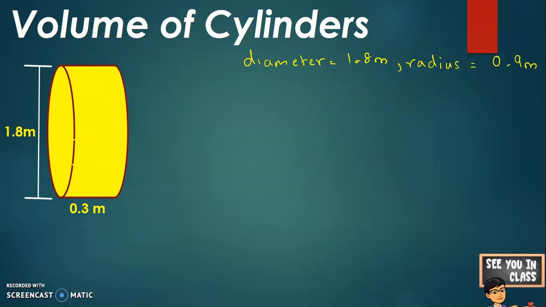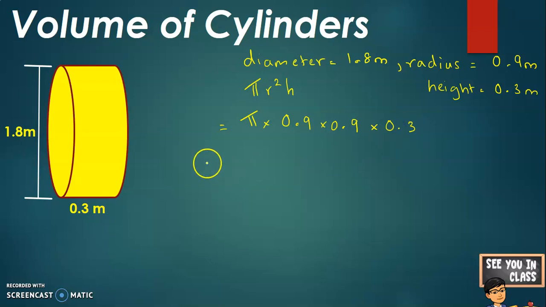Don't get confused because the cylinder is on its side, so make sure that you are picking the right height and substituting the right radius into the formula. That is very important. So pi r squared h. Oh, I forgot to write my height over here. It's always nice to write down the information that you pick from the question. If you write that down, it's easier for you and it's easier for the examiner to mark your work as well. So pi times r, my radius is 0.9 times 0.9 times my height of 0.3.